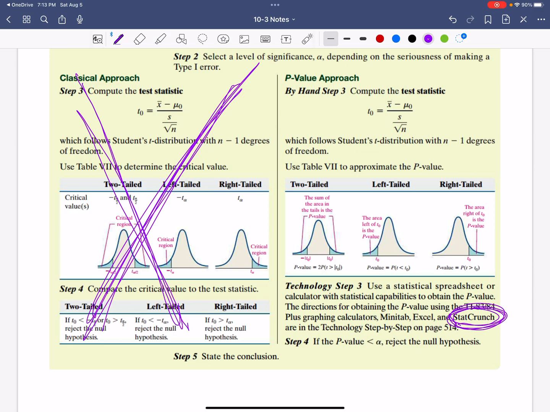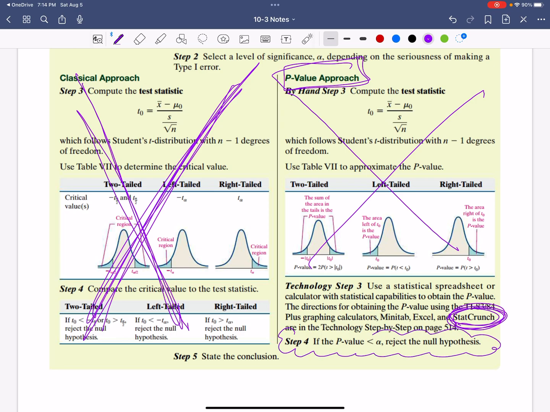And then look at step 4. So we're not going to do this part. We are doing the p-value approach, but we're going to use StatCrunch, and look at this. Oh my, same thing. That's the other reason why we really like the p-value approach. That makes it nice because no matter what, if the p-value is less than your alpha, you reject. Whether you're talking about a proportion, whether you're talking about a mean.